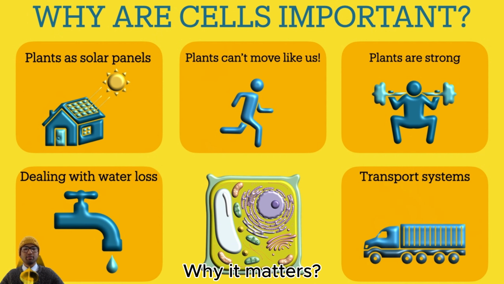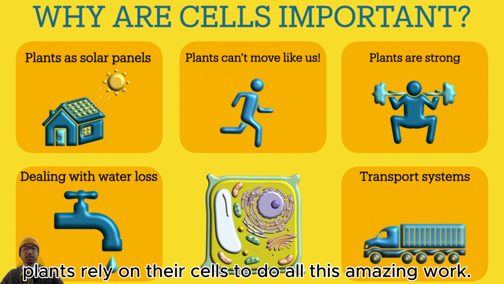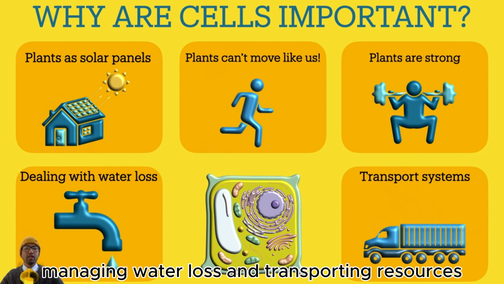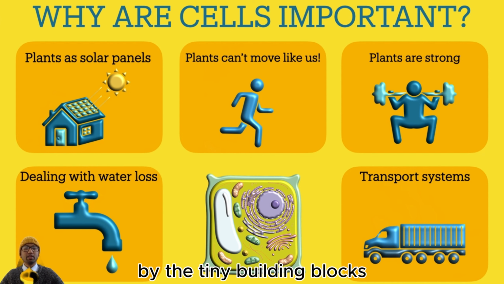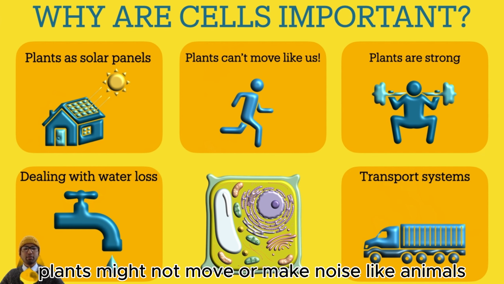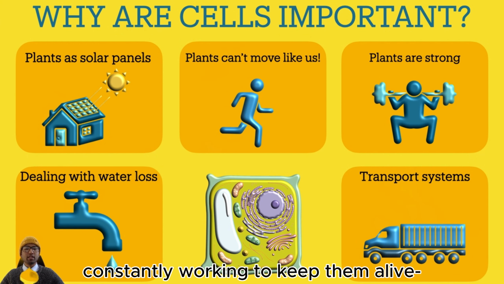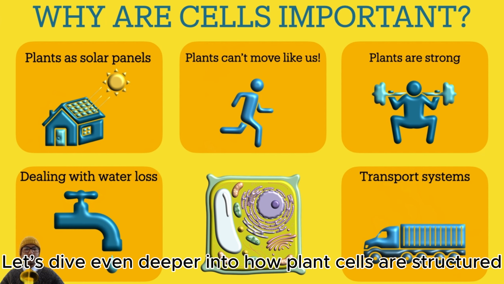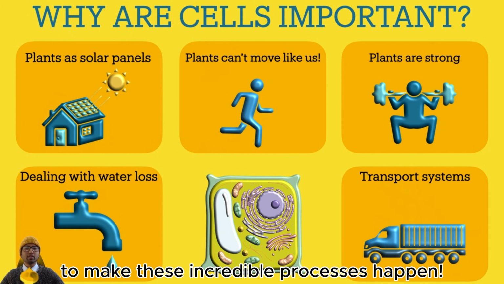So why does it matter? Whether it's a tiny duckweed or a giant redwood, plants rely on their cells to do all this amazing work, from capturing sunlight to growing toward nutrients, standing strong, managing water loss, and transporting resources. Every function is made possible by the tiny building blocks we call cells. Plants might not move or make noise like animals, but their cells are constantly working to keep them alive and to sustain all life on Earth. Now, let's dive even deeper into how plant cells are structured to make this incredible process happen.